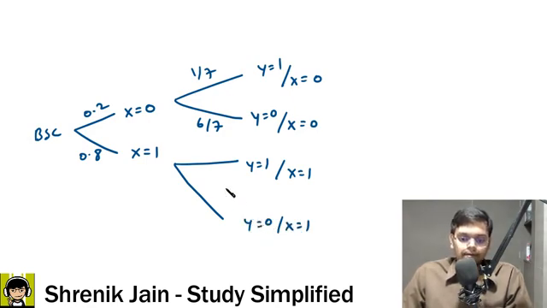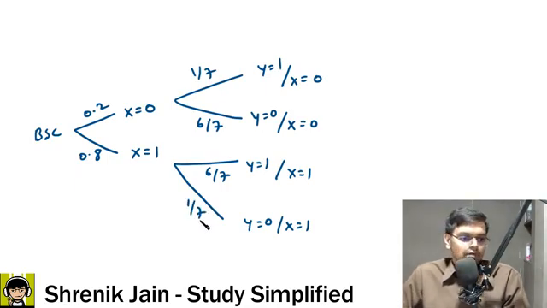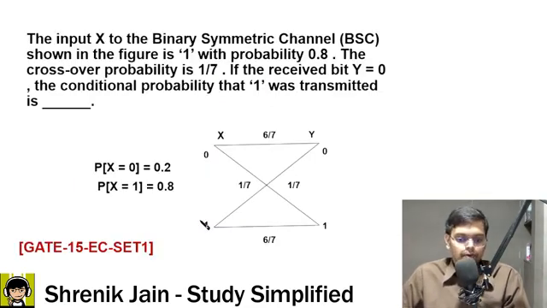So what is the answer? Sir, this is 6 by 7, and x is 1, y is 0, this probability is 1 by 7. Yes, a lot of students are now giving the answer. Goswami ji is saying 0.4. That is absolutely correct.